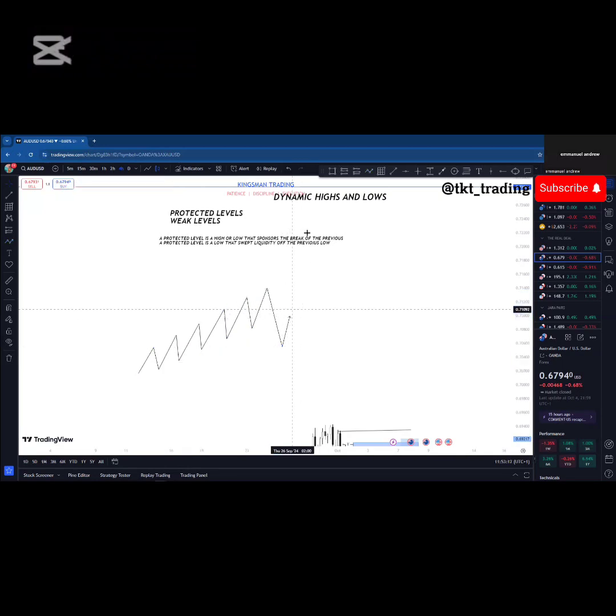All right, just like I've said previously, all these zones, all this high that sponsors the break of this previous low, all this low that sponsors the break of this previous high, are all protected levels. All these are protected levels, and vice versa. So now weak highs are more of the target levels.